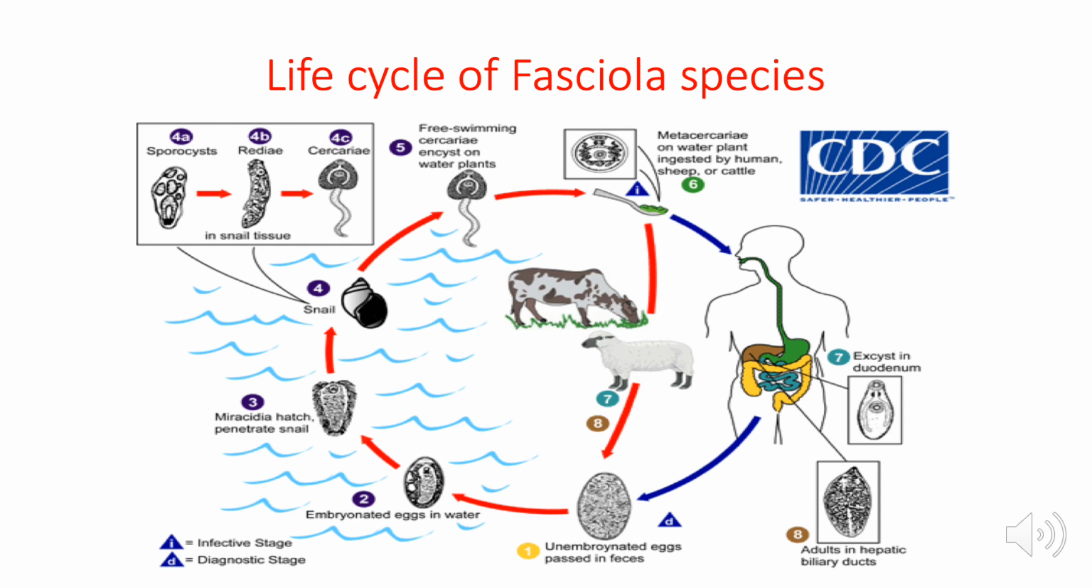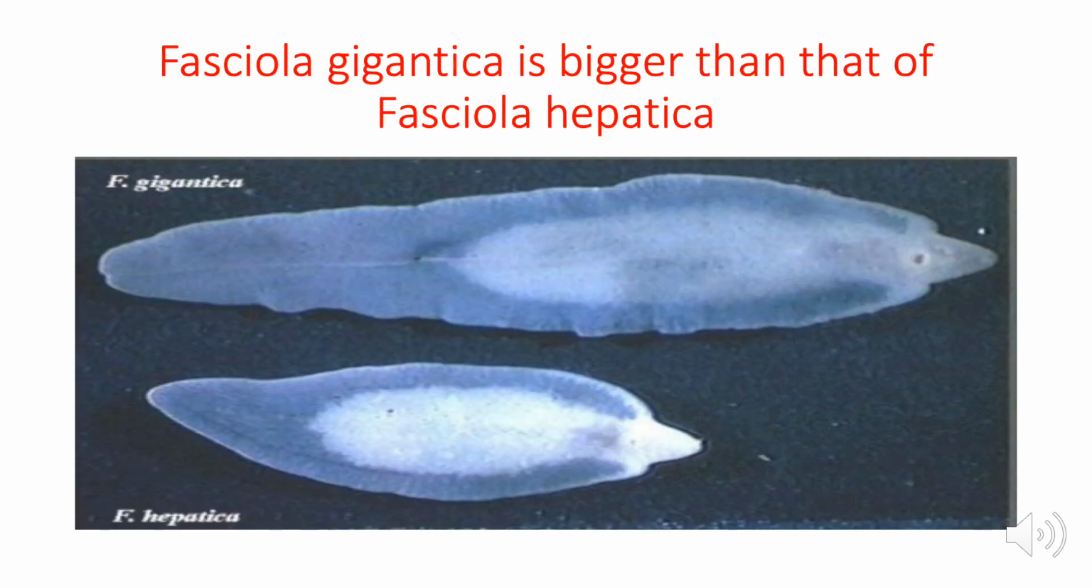Now, we have two species of Fasciola. Fasciola hepatica basically infects sheep. Fasciola hepatica, Fasciola sheepatica. And Fasciola gigantica usually infects cows. Gigantica, and cows are bigger than sheep. This is a picture of Fasciola gigantica and Fasciola hepatica, and take a look at the difference in the size. Fasciola gigantica commonly infects cows, while Fasciola hepatica commonly infects sheep.